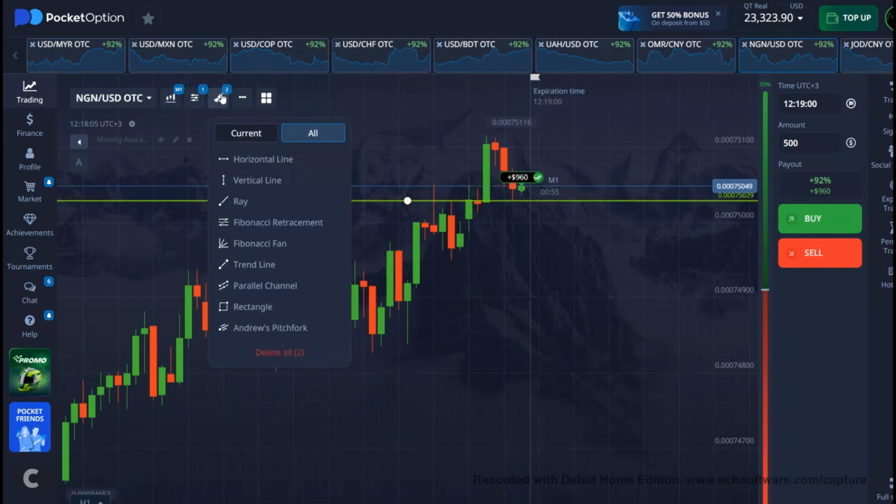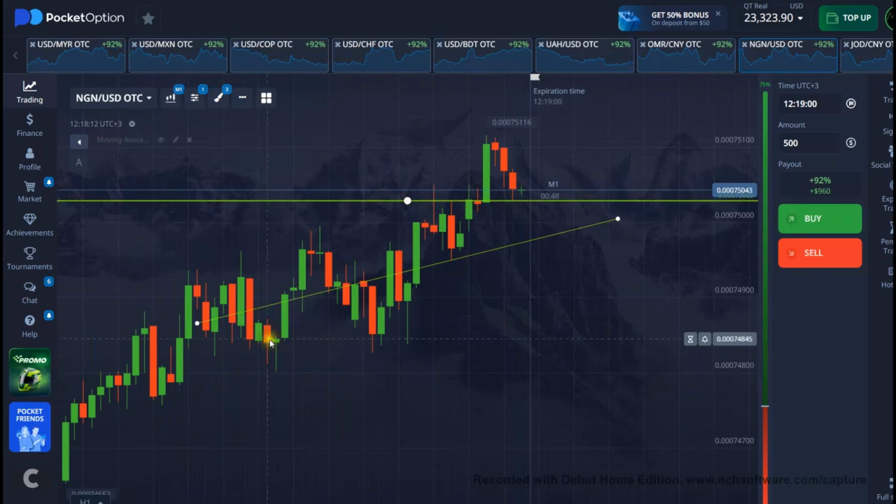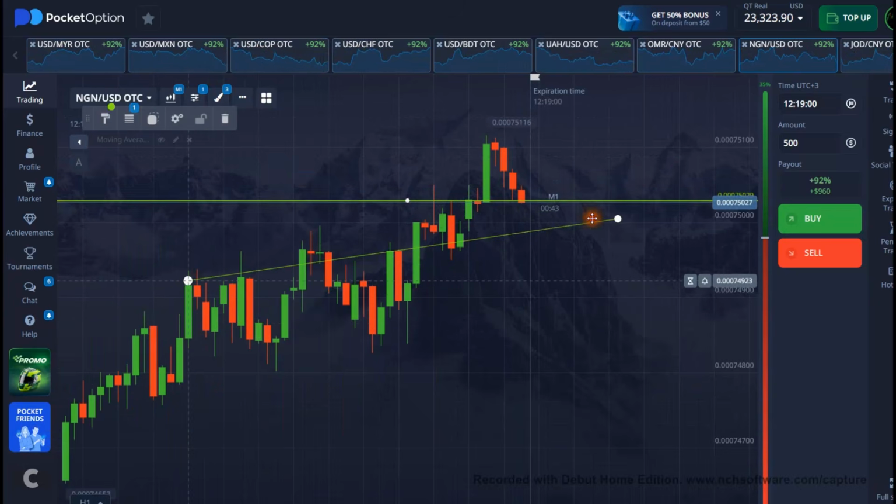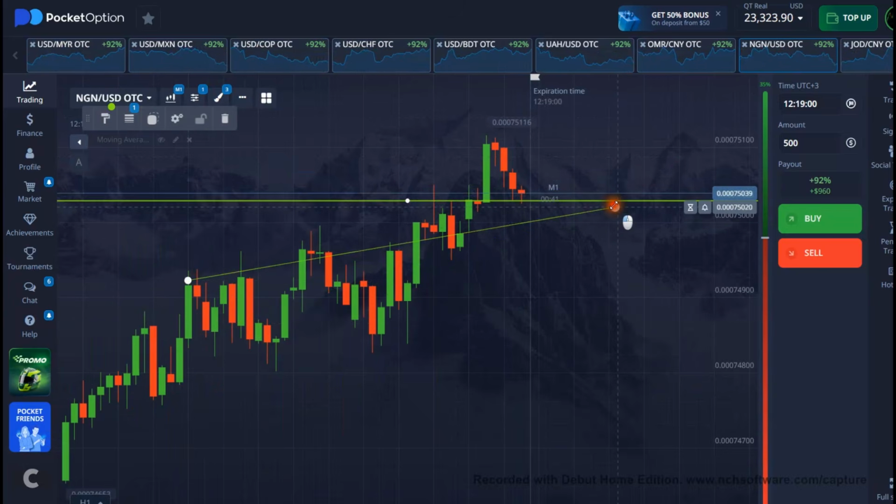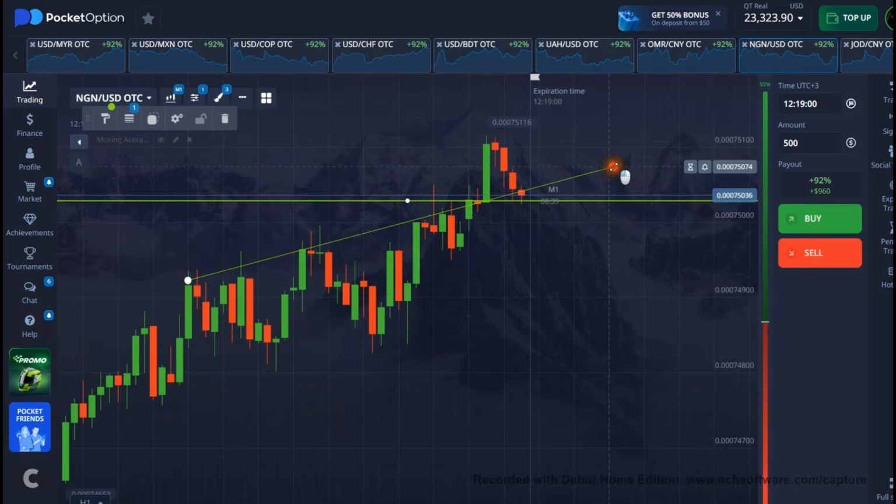Let me draw everything so that I can explain why I took this trade. So these are trend line breakouts. We have a trend line breakout strategy in detail. I'll leave the video, the full breakdown, in the top right corner or in the description.